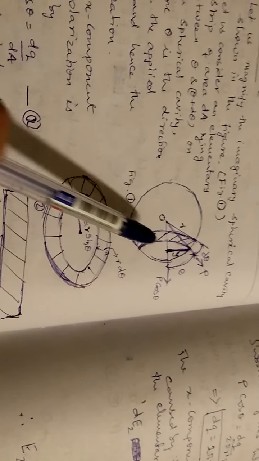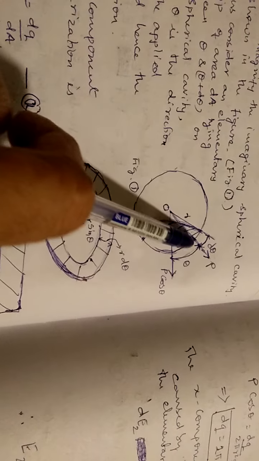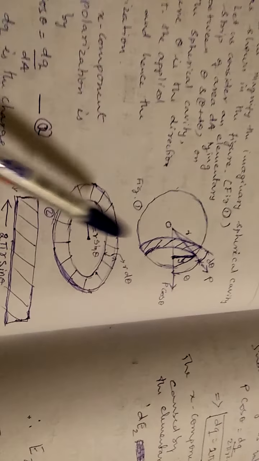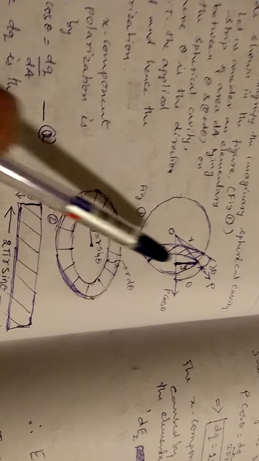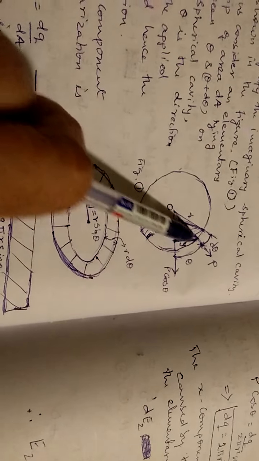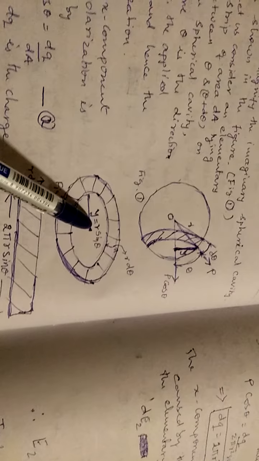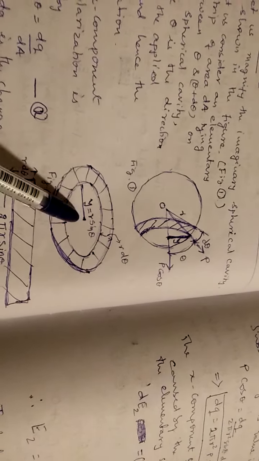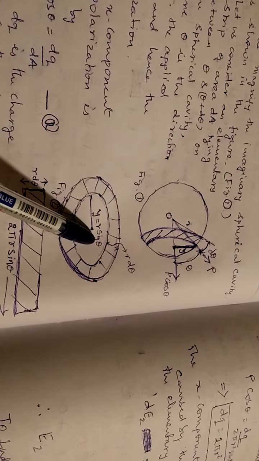Okay, y. So what is this y? This is r, this is θ. So r sin θ becomes y. Yes, no, perpendicular divided by hypotenuse. So y becomes equal to r sin θ. Okay, so now this is the radius and this is the thickness.